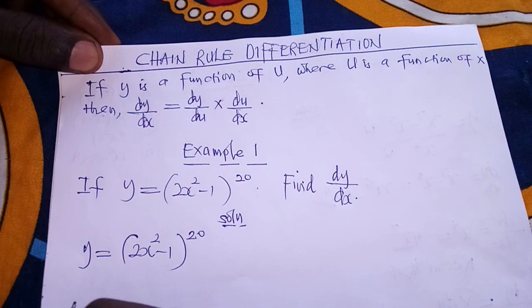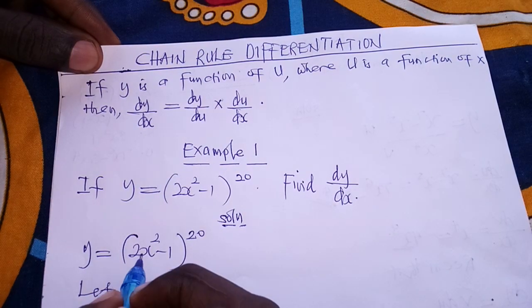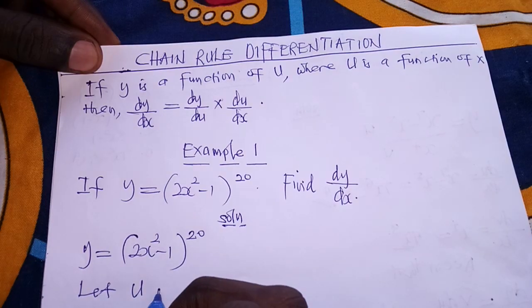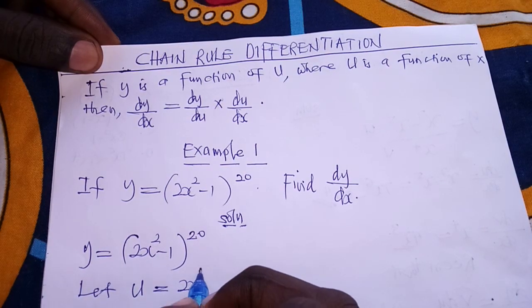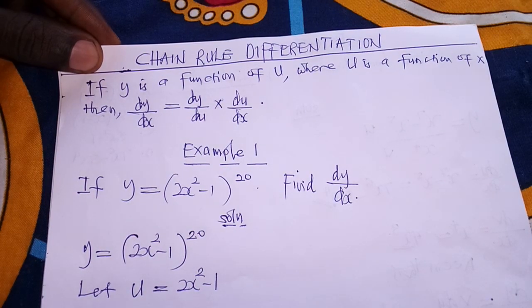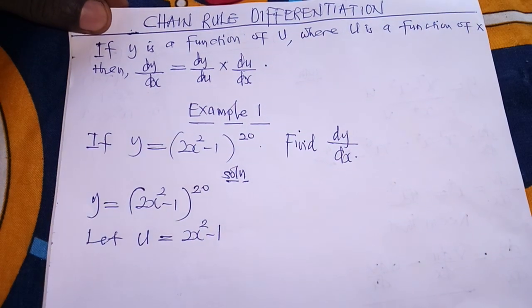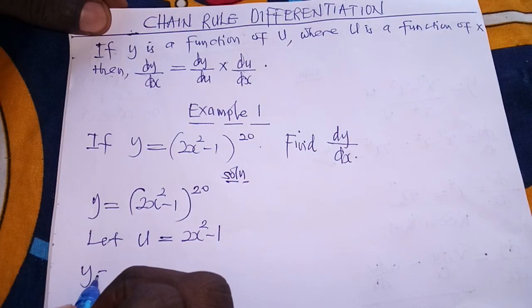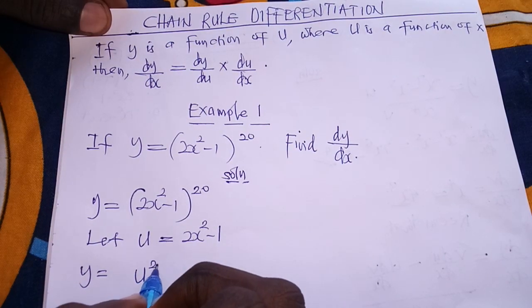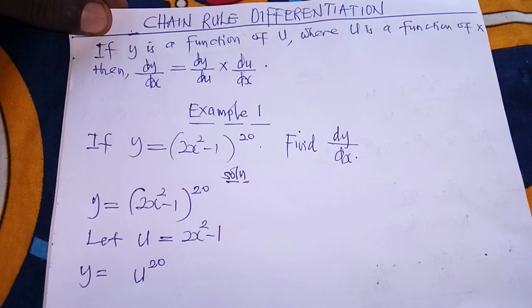Now we say, let what is inside, let u is equal to x square minus 1. Now we are already letting what is inside this bracket to be u. Then we can see our y becomes u raised to the power 20. Now what are we to do here? We try to differentiate u and y first.